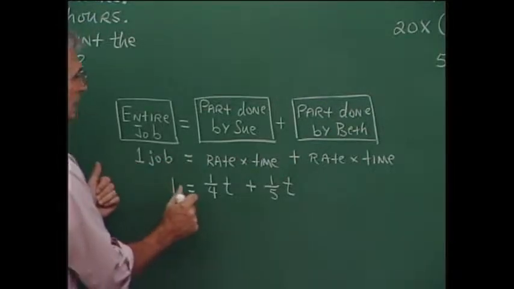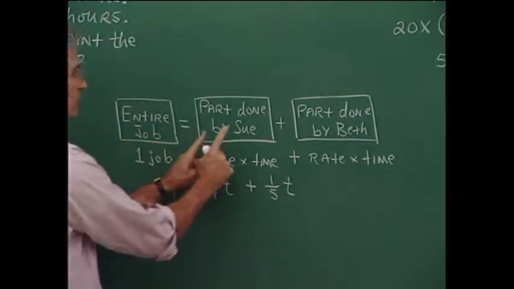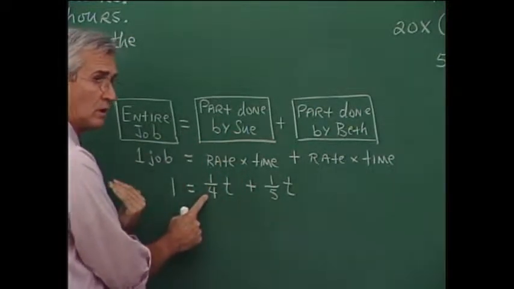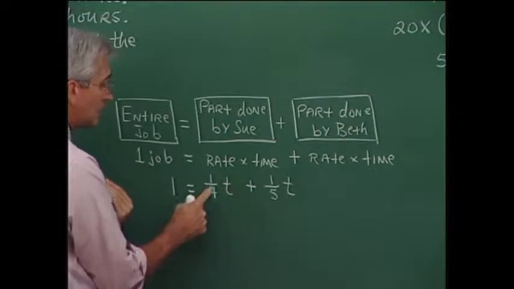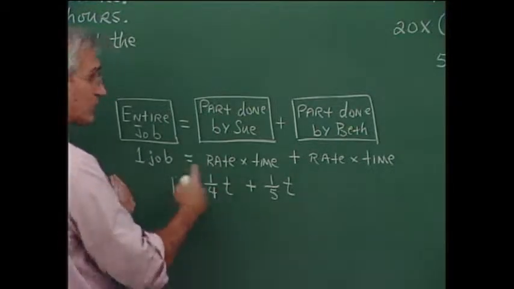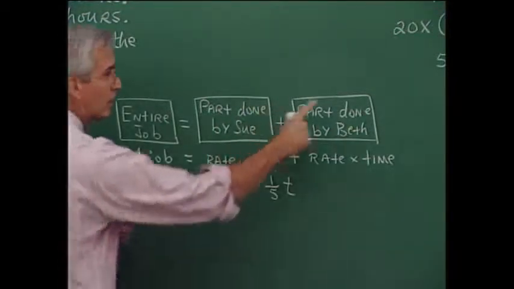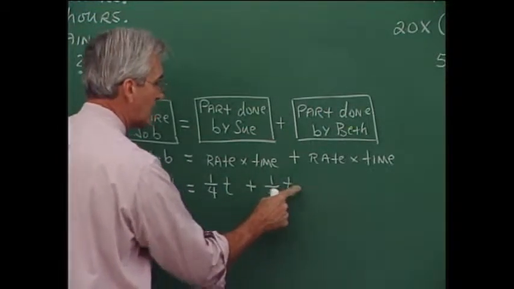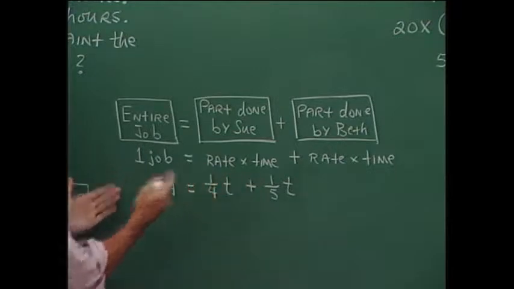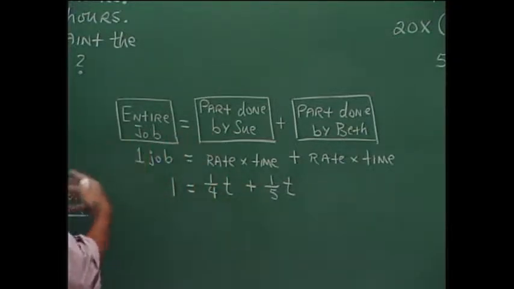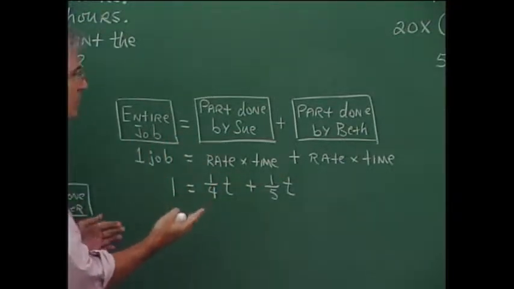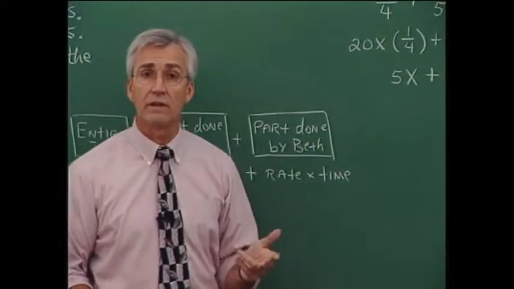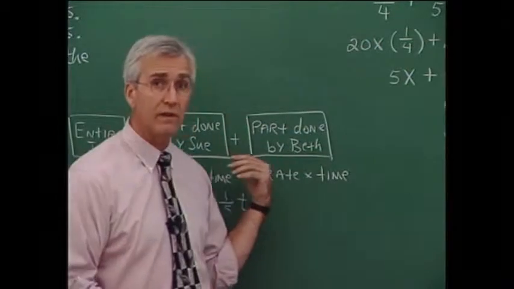Okay, one job is equal to, now the work rate for Sue is 1/4 of the job per hour. So 1/4 of the job per hour times t number of hours would be the part that she accomplishes. And the part accomplished by Beth would be her work rate times the amount of time required. And then we solve this. Well, I'm pretty confident that we can solve either one of these. I'm going to go through the first one, though, the first setup, because it is not one that's illustrated in the textbook. This method is illustrated in the text.